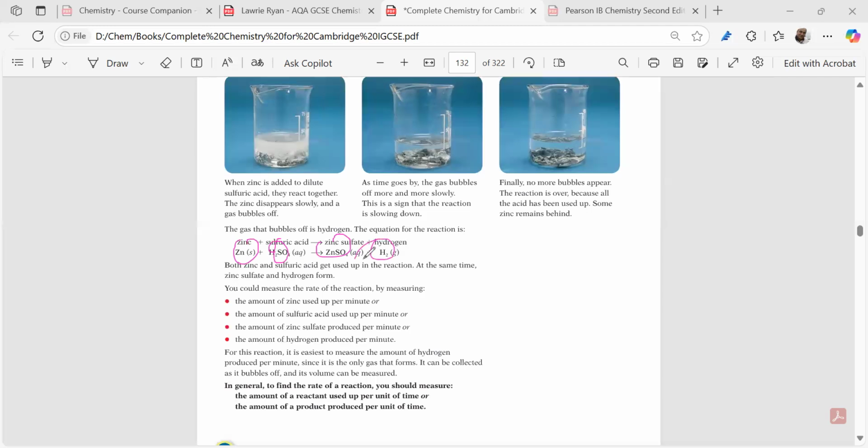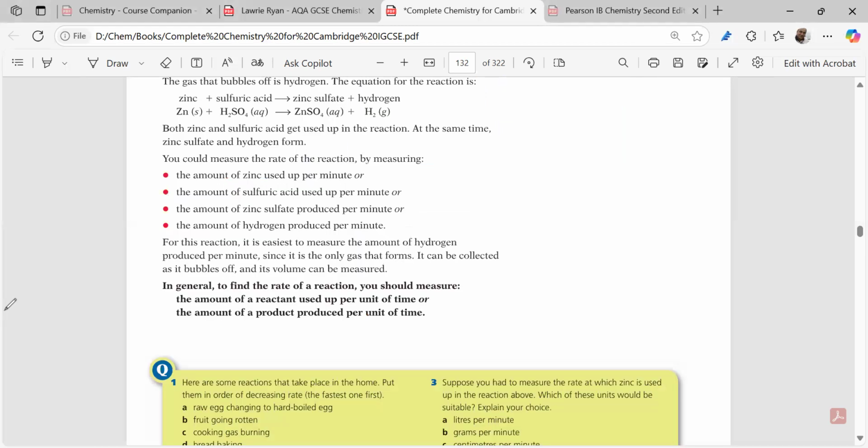Either we can measure the zinc getting used up per minute, or the sulfuric acid getting used up per minute, or the zinc sulfate getting produced per minute, or hydrogen getting produced per minute. You get my point. So over here we can find out the rate of the reaction in four ways. Any of them will give the same rate of the reaction.